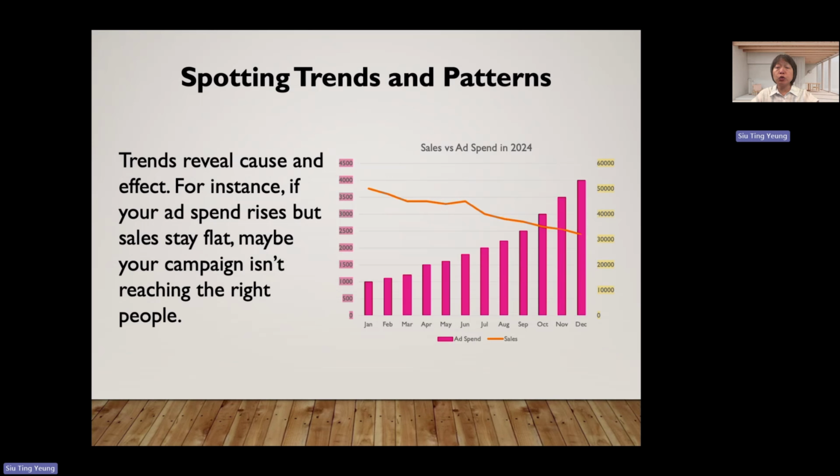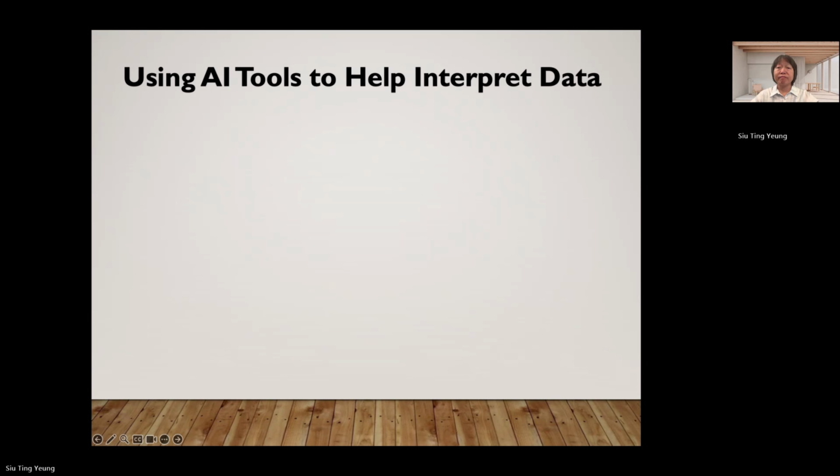Reminds you that trends may repeat, meaning that when you recognize a pattern, you can plan ahead instead of reacting late. Now, with the advance in technology, we can use AI tools to help interpret data, which is another alternative for us to work with the data interpretation. I tell you how it works.